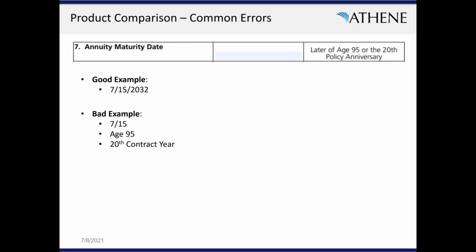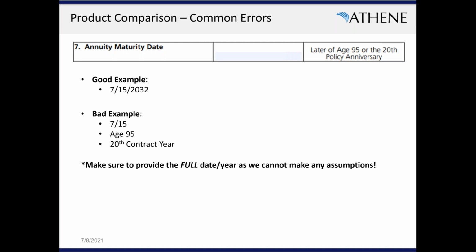We cannot accept age 95 because age 95 is not a maturity date. That's the age. Florida is asking for the date. Another thing we cannot accept is the 20th contract year. Again, Florida is expecting an actual maturity date for the contract being replaced, and 20th contract year does not suffice. We would have to NIGO, and those would have to be corrected by the customer in writing. So make sure to provide the full date and year, as we cannot make any assumptions.